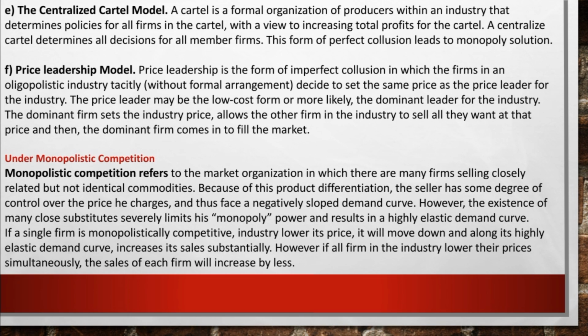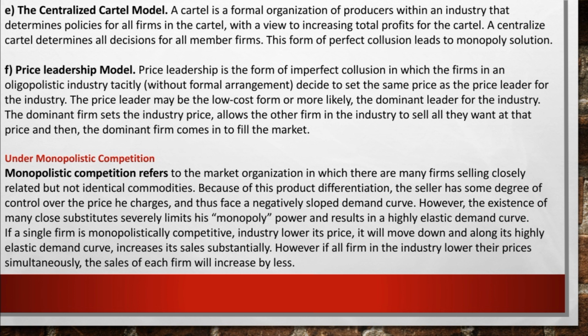Letter E. The centralized cartel model. A cartel is a formal organization of producers within an industry that determines policies for all firms in the cartel with a view to increasing total profits for the cartel. A centralized cartel determines all decisions for all member firms. This form of perfect collusion leads to the monopoly solution.